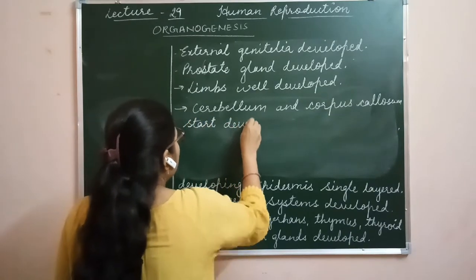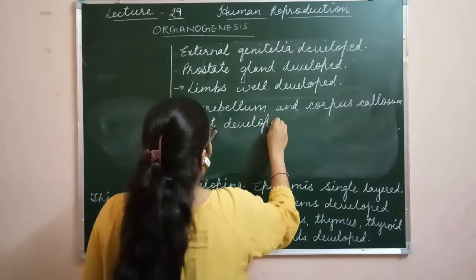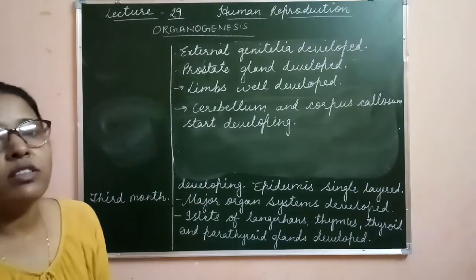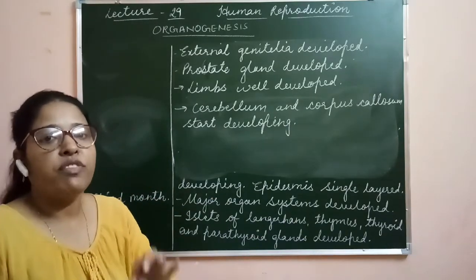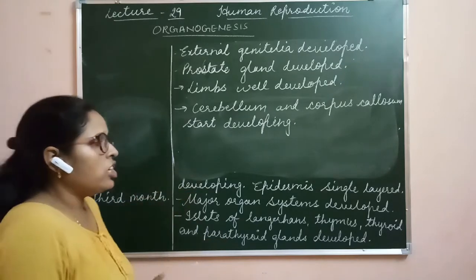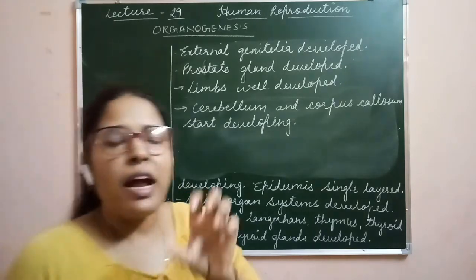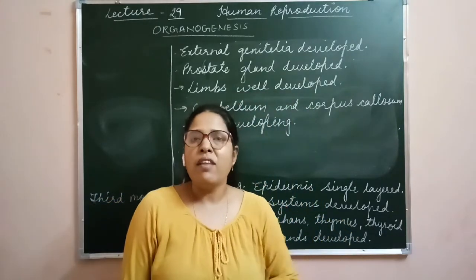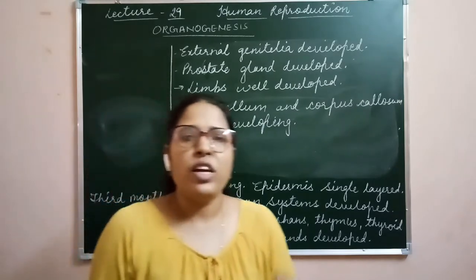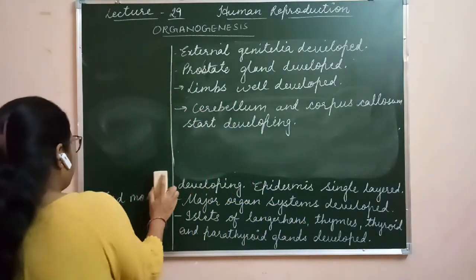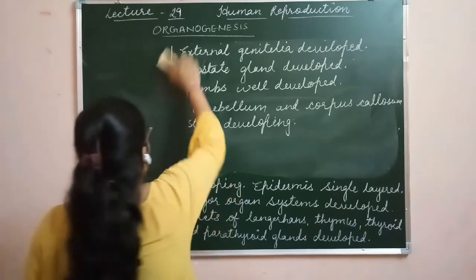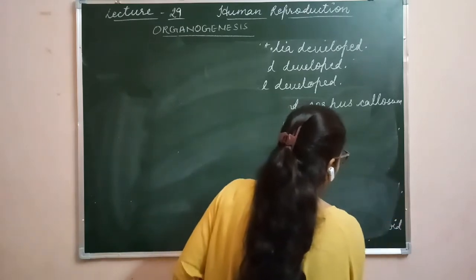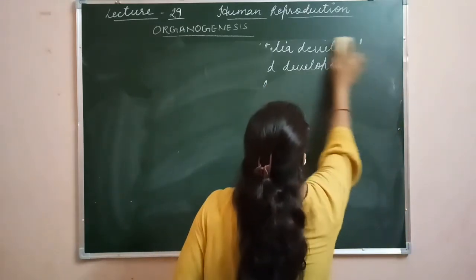It means we can say that most of the development takes place at the completion of the first trimester, that is at the completion of the third month. Most of the major systems of the body get developed, and at this time we can easily identify whether the fetus is male or female. Now we have seen the changes which take place at the completion of the third month of pregnancy.